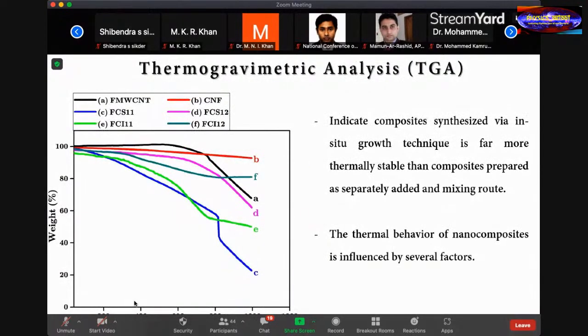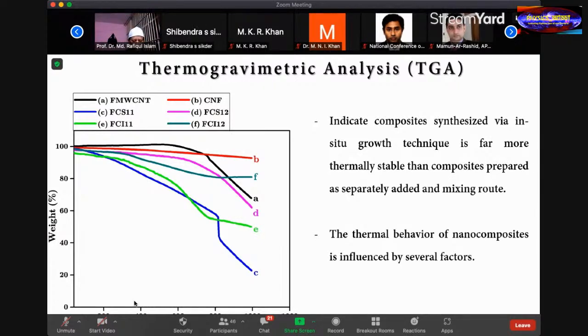If we study the TGA curve for all of these samples, we can see the CNF has the higher thermal stability, and after mixing the nanotubes and the ferrite nanoparticles, we can conclude the composite synthesized via the in situ growth technique is far more thermally stable than the composite prepared by the separately added and mixing route. From this TGA study, we can say that the synthesis route, constituent amount, and bond linking between constituents for different groups influence the thermal behavior of the nanocomposite.